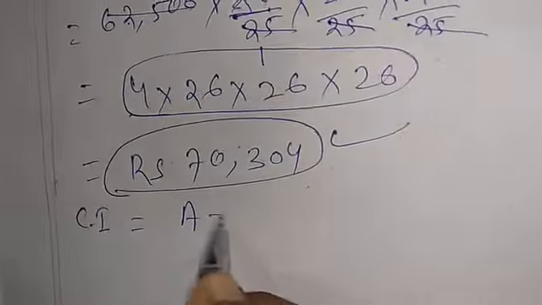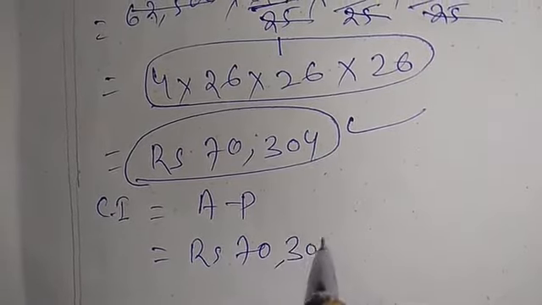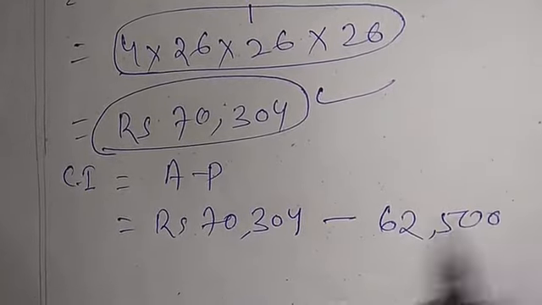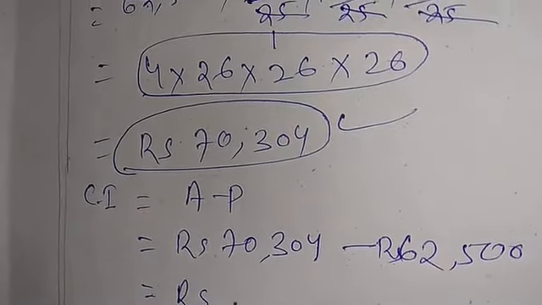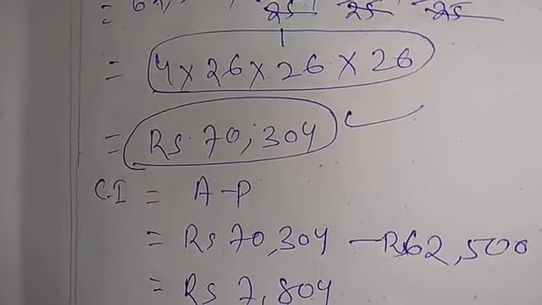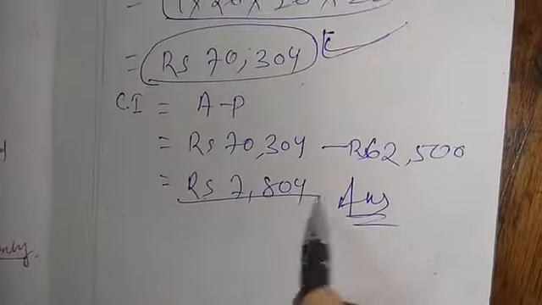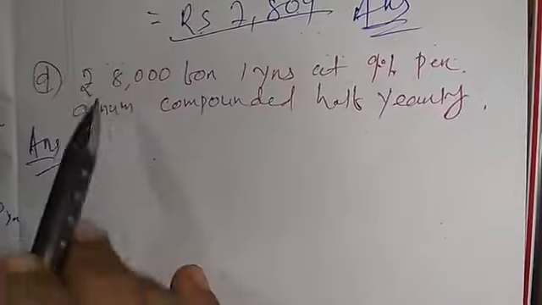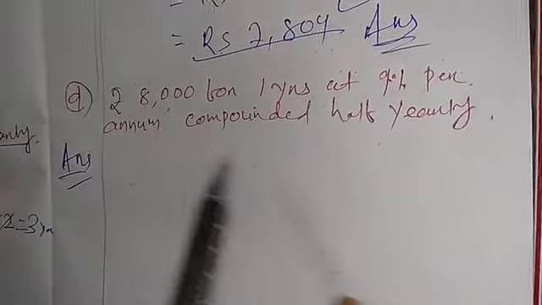Again we find the compound interest. Compound interest means amount minus principal. So amount equal to 70,304 minus principal equal to 62,500 rupees. So we subtract and we get 7,804. So complete. This one is the amount and this one is the compound interest. Again we proceed to part D. So 8,000 rupees for 1 year at the rate 9% per annum compounded half yearly.